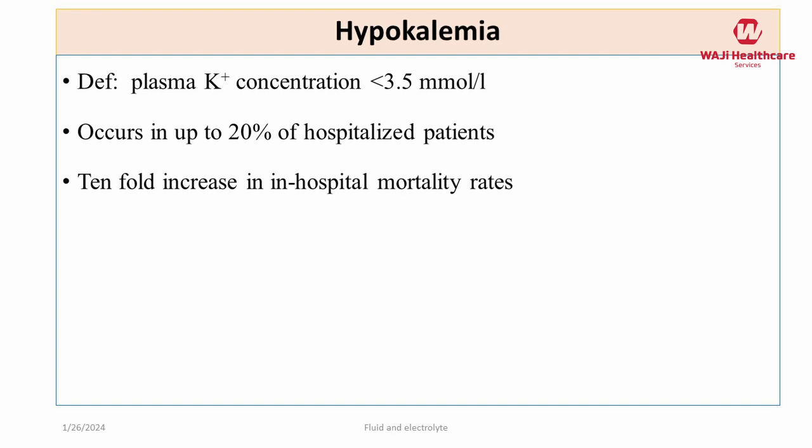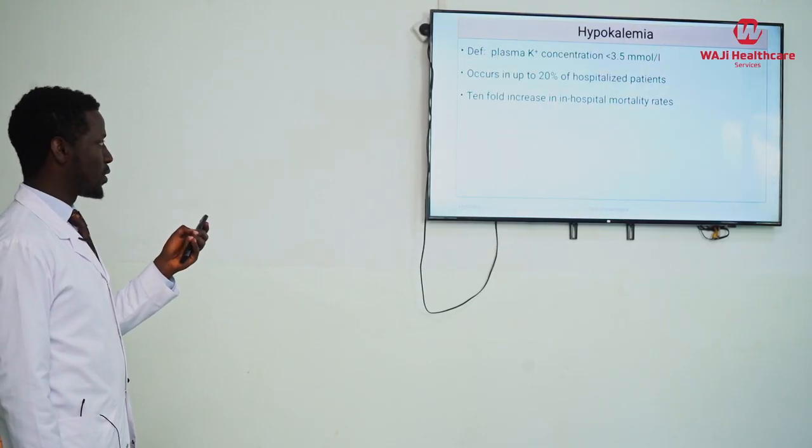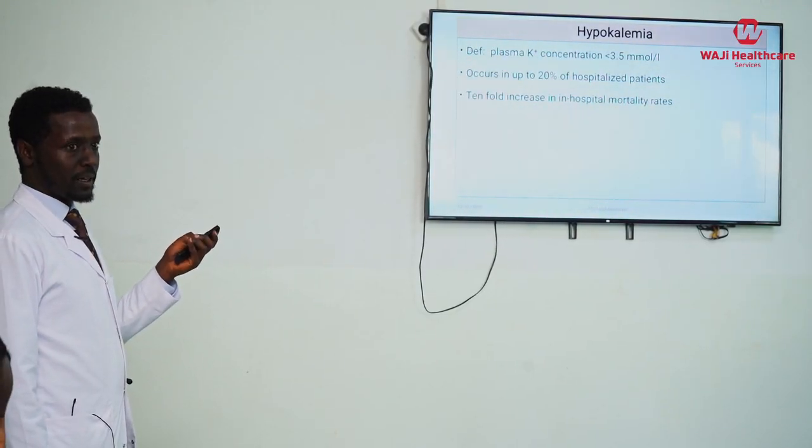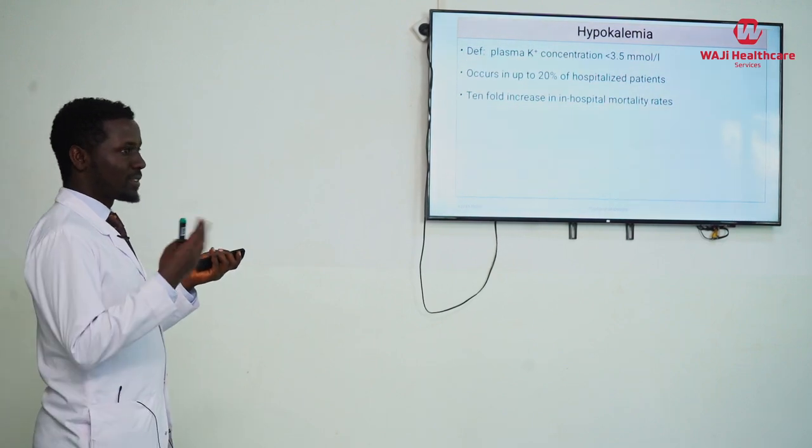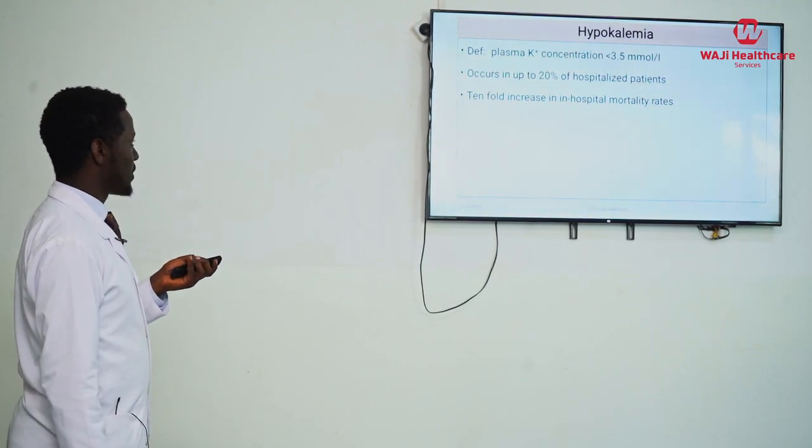Hypokalemia means serum potassium level less than 3.5. It is as common as sodium disorders. Earlier we said hyponatremia is common, around 22%, still up to 20%. And look at how much the mortality increases: there is a 10 times increased risk of mortality with hypokalemia. So don't underestimate electrolyte disorders.